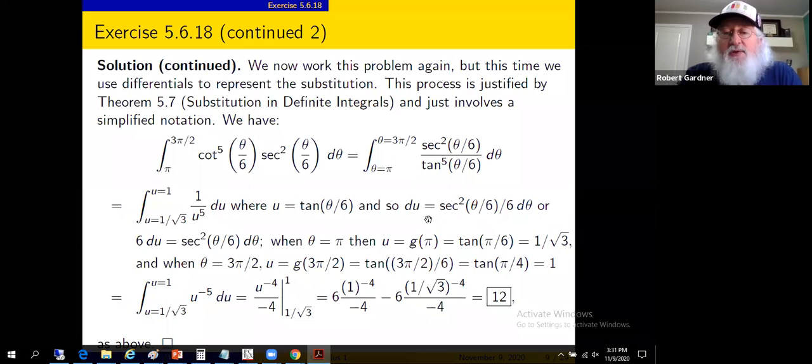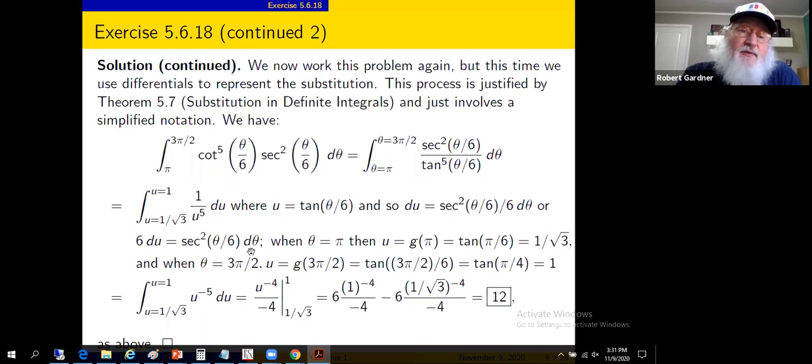In fact, let's cross multiply here. Take the 6 to the other side. We'll get 6 du is secant squared of theta over 6 d theta. Okay, do you see a secant squared of theta over 6 d theta up there? Sure do. That's why we got this 1/6 out of the way. So I see that up there. So this secant squared d theta stuff will be 6 times du.